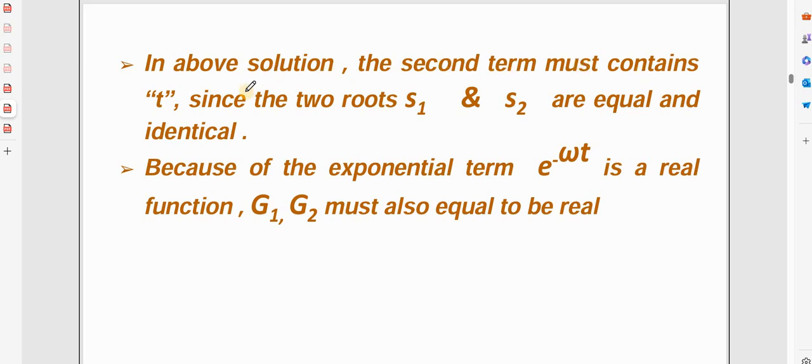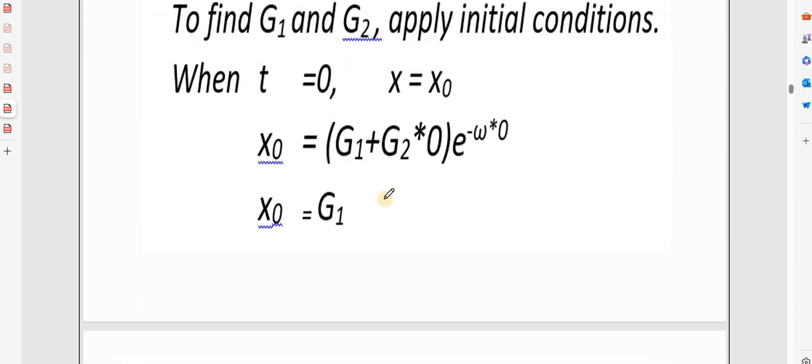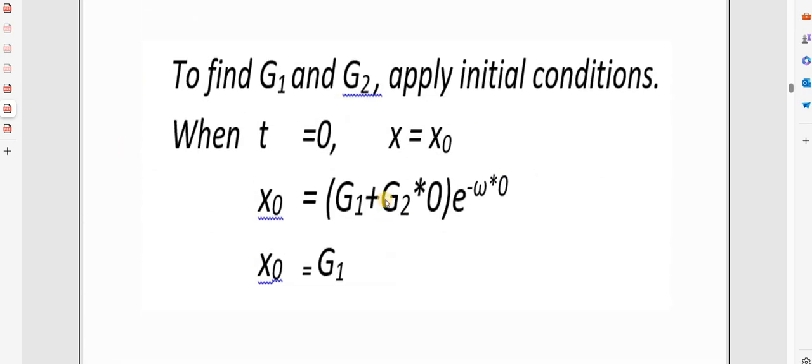Here you can see the above solution. The second term must contain t, since the two roots s1 and s2 are equal and identical. Because the exponential term e raised to minus omega t is real, g1 and g2 must also be real. That is another condition. So now I need to find out what g1 and g2 are.